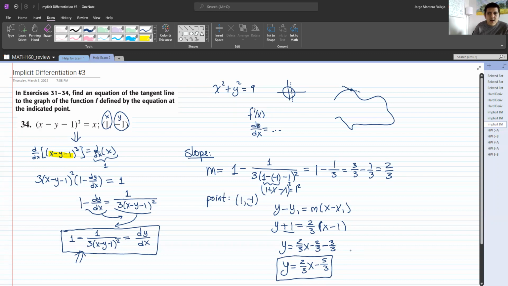Okay, and that's it. I wanted to do these 3 kinds of implicit differentiation problems, and also wanted to do those 3 hard derivatives. I'm planning to make another video about a few homework problems. I think I'm going to do that later on today. But yeah, this is it for these problems.